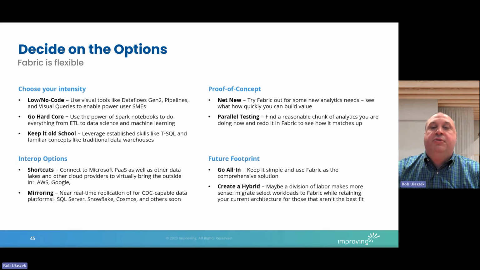Your proof of concept, there's 2 roads you could follow. Let's tackle something completely new that might be out of the wheelhouse of your current solution. Or maybe it's better to replicate some existing analytics in Fabric so you can compare them apples to apples. Once your POC is done, it's time to think about your future footprint. Do you go all in and migrate everything? Or does it make more sense to use a hybrid approach where you use Fabric in concert with other tools? So many things to consider. It might make sense to get help from some experts.